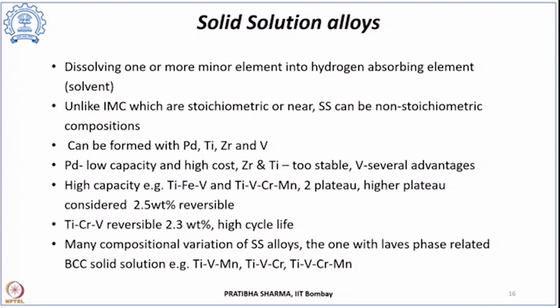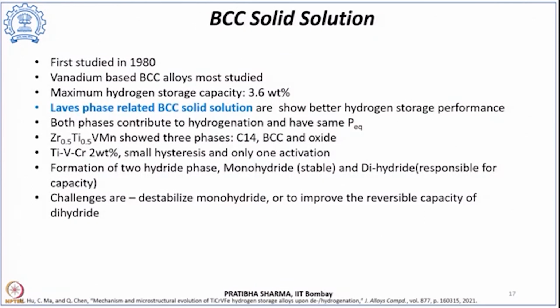We can have several composition variations in the solid solution alloys, and one possible variation is Laves phase related BCC solid solution. Examples of such compounds are titanium, vanadium, manganese, or titanium, vanadium, chromium, or titanium, vanadium, chromium and manganese. The advantage of these Laves phase related BCC solid solutions is that they show better hydrogen storage performance. These were first identified in 1980, and usually the most studied ones are the vanadium based BCC solid solutions. They can even give a maximum hydrogen storage capacity of 3.6 weight percent, which is appreciably higher.